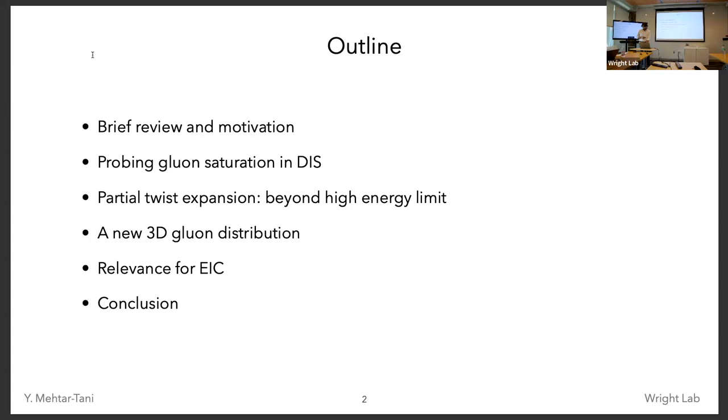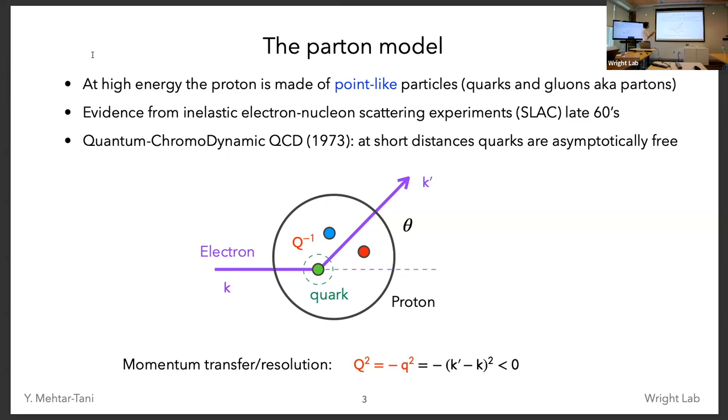All right, so let me start with the basics. If you look inside the proton at very short distances, you will see that it's made of weakly interacting point-like particles that we refer to as partons, quarks, and gluons. Of course, the evidence came from the experiment of deep inelastic scattering in the late 60s, where we clearly saw the emergence of such behavior, that the proton at high energy seems to be made of free quarks and gluons.